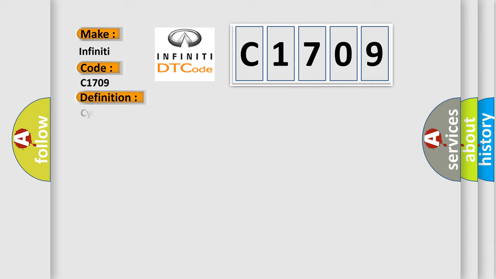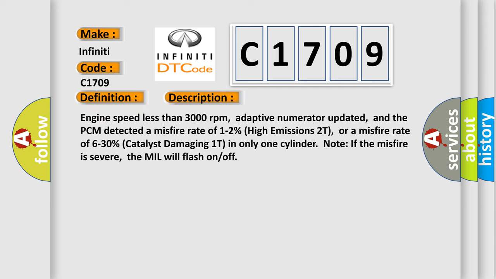The basic definition is cylinder 1 to 10 misfire detected. And now this is a short description of this DTC code. Engine speed less than 3000 revolutions per minute, adaptive numerator updated, and the PCM detected a misfire rate of 1 to 2%, high emissions 2T, or a misfire rate of 6 to 30%, catalyst damaging 1T, in only one cylinder. Note: if the misfire is severe, the MIL will flash on and off.